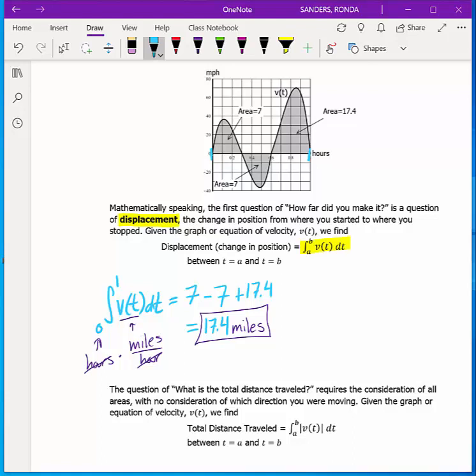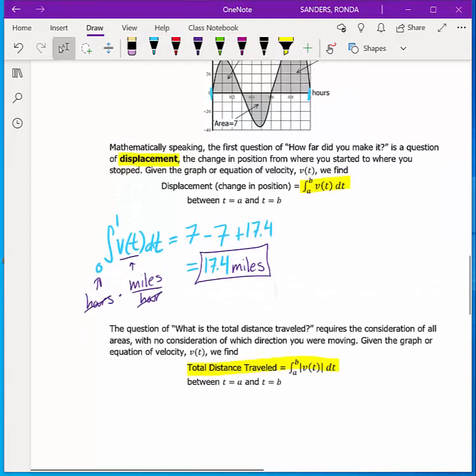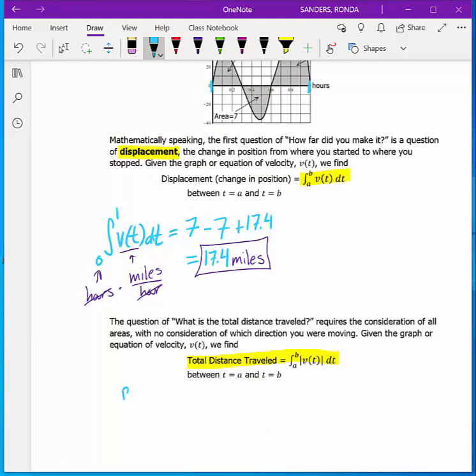The question of what is the total distance traveled requires the consideration of all areas, with no consideration of which direction you were moving. Given the graph or equation of velocity v of t, we can find the total distance by evaluating the integral from a to b of the absolute value of v of t dt. For our school example, again, we have the integral between 0 and 1. This time we do the absolute value of v of t dt.